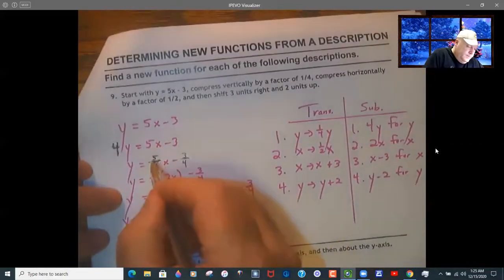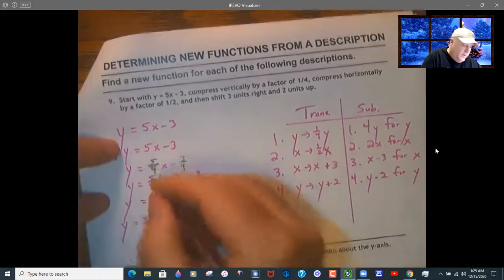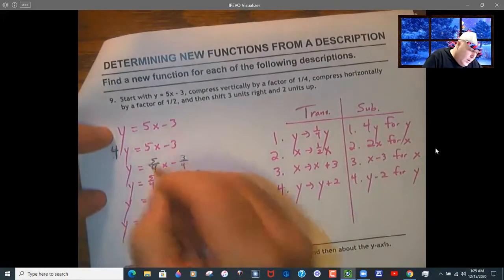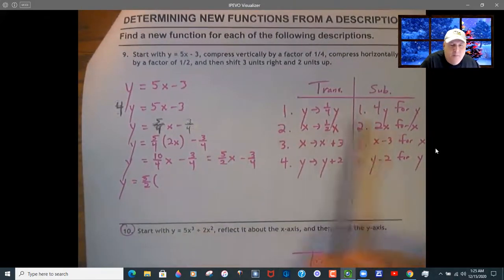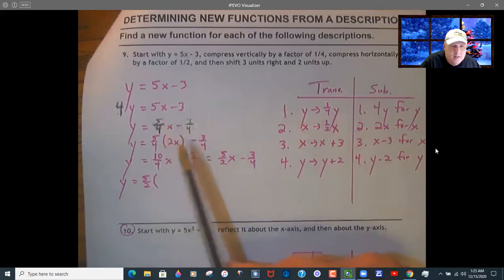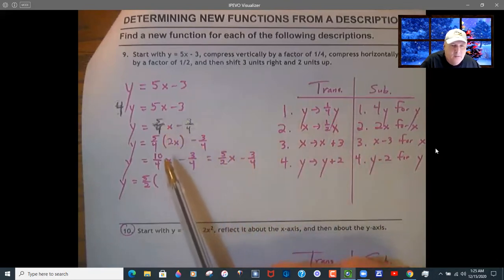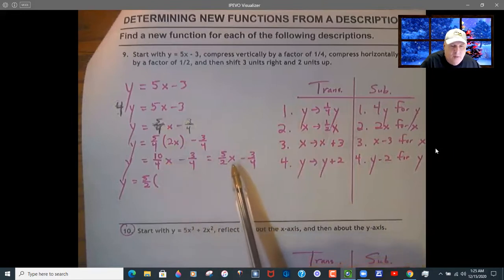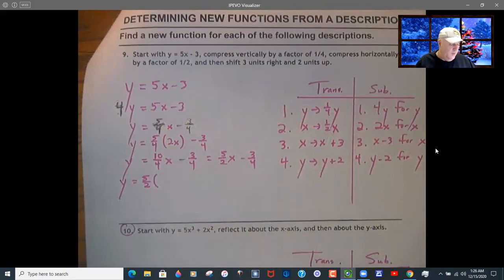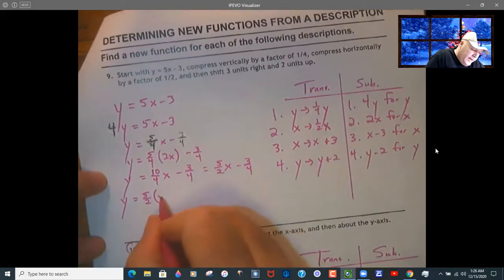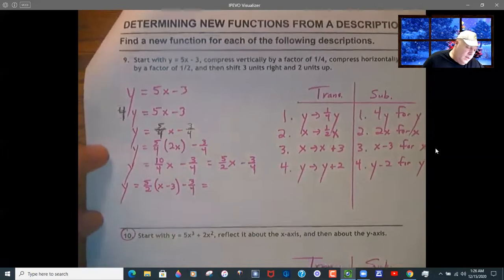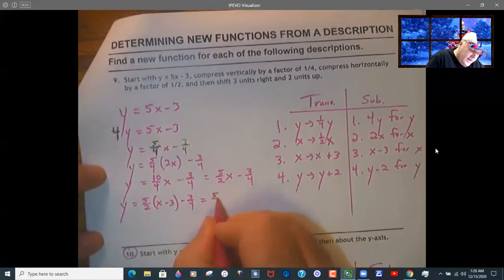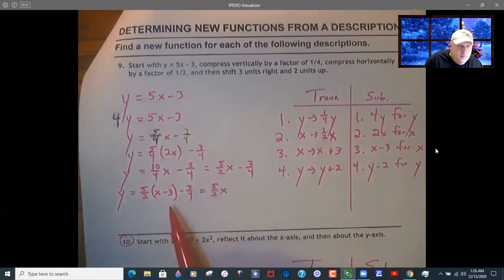All right, so let me get myself squared away here after that wrong move. So you want to divide by 4. After you put 4y in for y, it gives you 5/4 x minus 3/4, and then put 2x in for x, it gives you 10/4 x minus 3/4. So you simplify to 5/2 x minus 3/4. And then we want to do x minus 3 in for x. Okay, and simplify that. So that's 5/2 x minus 15/2.